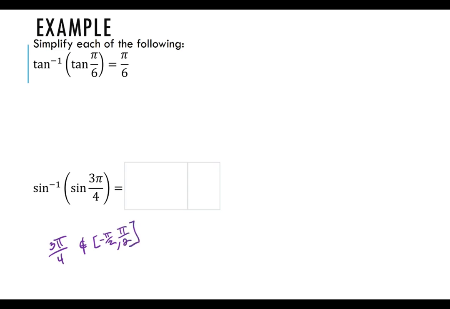And so because of that, the answer is not 3 pi over 4. So we do have to evaluate sine of 3 pi over 4. Well, what's sine of 3 pi over 4? That's going to be root 2 over 2. But then the question is what is sine inverse of root 2 over 2? Well, that's in quadrant 1, specifically that's pi over 4. So we do have to be careful here, because it's not always true that the inverse automatically undoes the function. Sometimes you have to worry about domain and range problems.